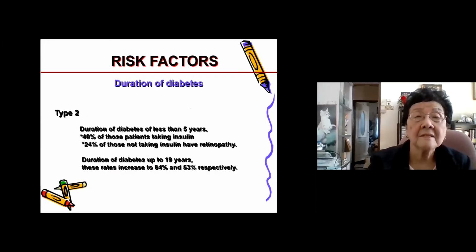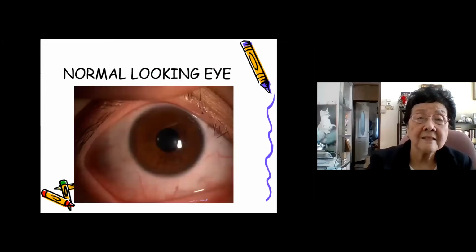duration of the disease. For type 2, you have a duration of diabetes of less than 5 years. 40% of those patients take insulin, 24% of them don't take insulin, and the duration of the diabetes will be about 19 years, and they have retinopathy and other complications in the eye.